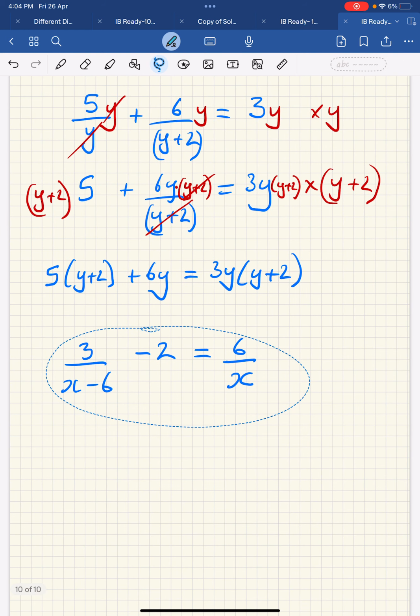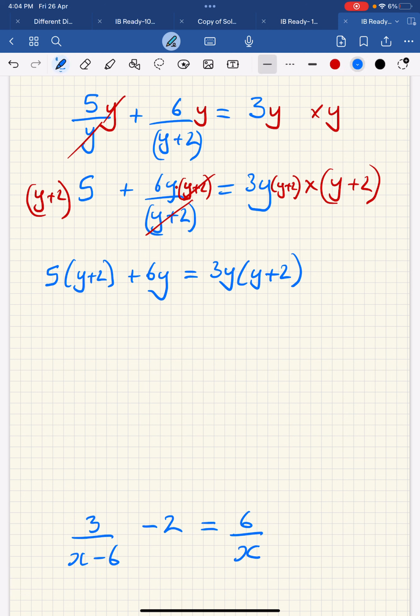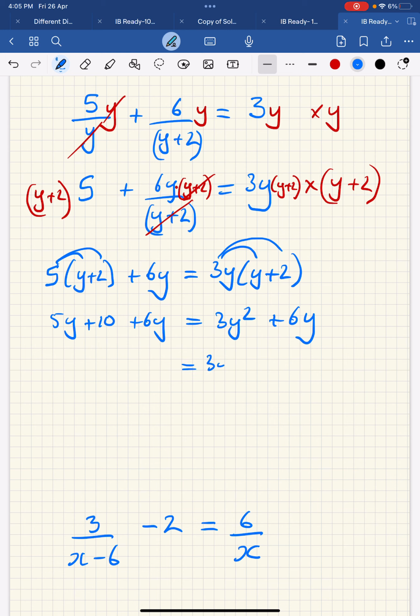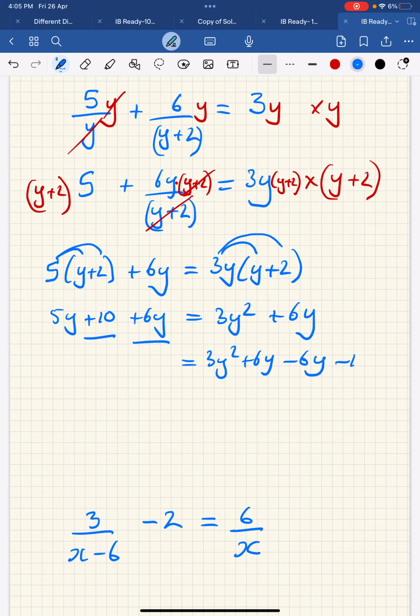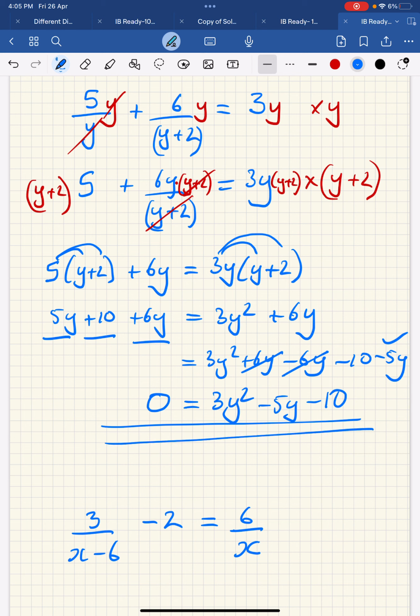I'll go a bit further, but just move this down. Now it's a case of just expand and simplify, then get to one side equals 0, use polysolver. 5y plus 10 plus 6y equals 3y squared plus 6y. I'll bring everything to the right hand side, so that's 3y squared plus 6y minus 6y minus 10 minus 5y, and now finally 3y squared plus 6y minus 6y minus 5y minus 10 equals 0. And then go ahead and do the polysolver from the GDC calculator.